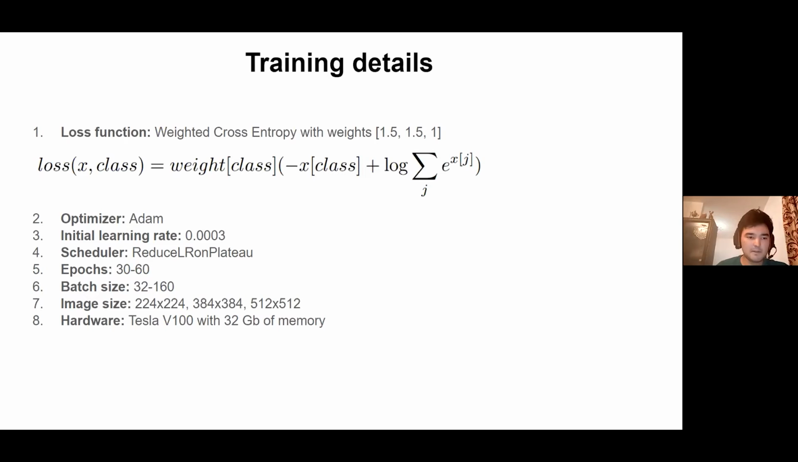I used the Adam optimizer with this initial learning rate, and I reduced the learning rate whenever the model plateaued for 4 epochs. I trained about 30 to 60 epochs with batch size of 32 to 160, so I tried to put as many images as possible into my GPU. And for diversity, I used different image sizes: 224, 384, and 512. The hardware I used was a Tesla V100 with 32 gigabytes of memory.